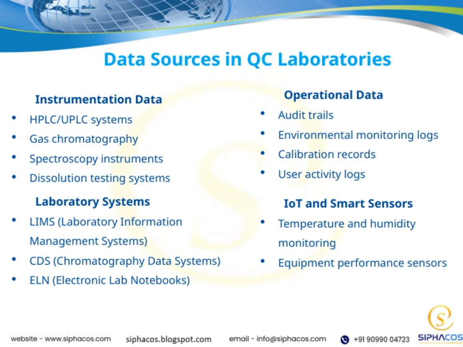Then there's instrumentation data from key laboratory systems. For example, HPLC or UPLC systems, gas chromatography, spectroscopy instruments, and dissolution testing systems. These generate highly detailed data that form the backbone of many quality assessments. Finally, we rely on laboratory systems such as LIMS, which manages sample information and workflows, CDS, which handles chromatography data, and electronic lab notebooks, or ELNs, that digitize experimental records. These systems not only streamline data management, but also enhance traceability and compliance.